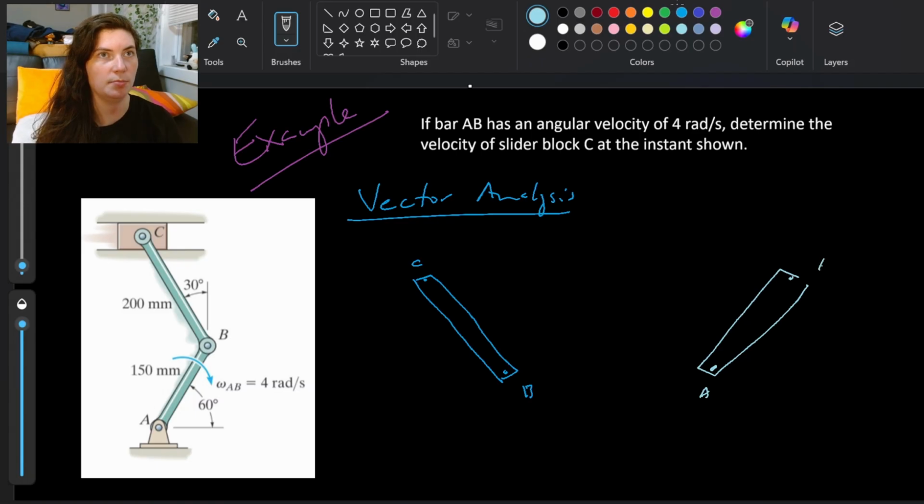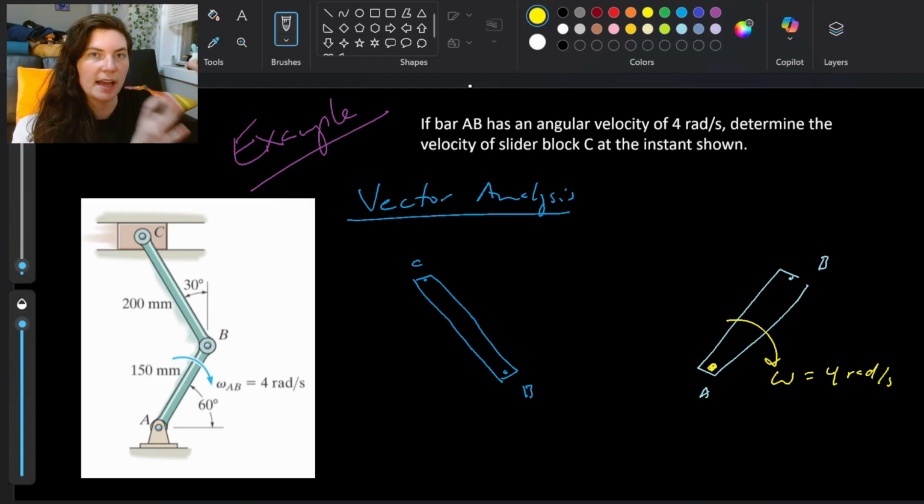I've got A at the bottom, B at the top. When I look at just bar AB, I notice I have this angular velocity they gave me, 4 radians per second. But I also notice that point A isn't moving, right? There's no velocity of point A. It's fixed in this pin. So since AB is just rotating about that fixed point A, I can go back to the last section we did, rotation about a fixed axis. I don't actually have to do any big complicated vector analysis with this one.